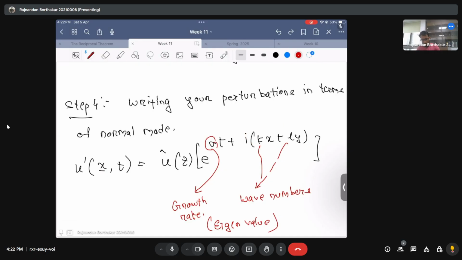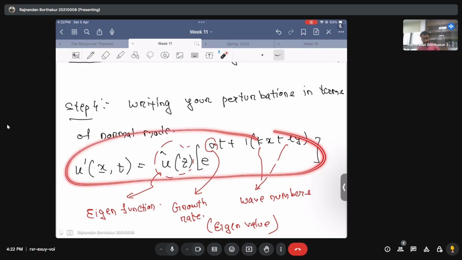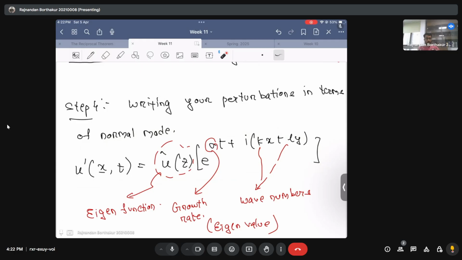And this u hat of z is your eigenfunction corresponding to the eigenvalue sigma. So the representation of your perturbations in this form is known as your normal mode analysis.